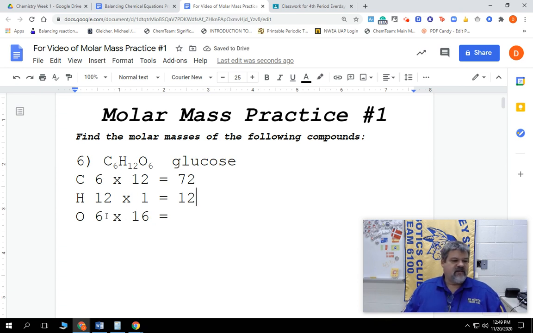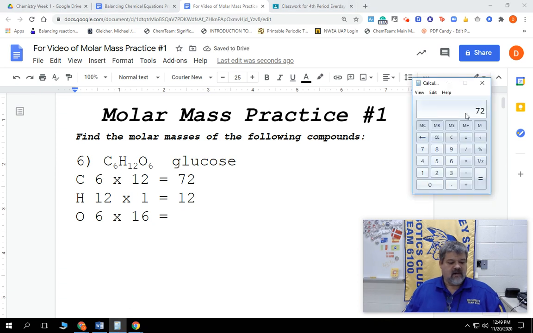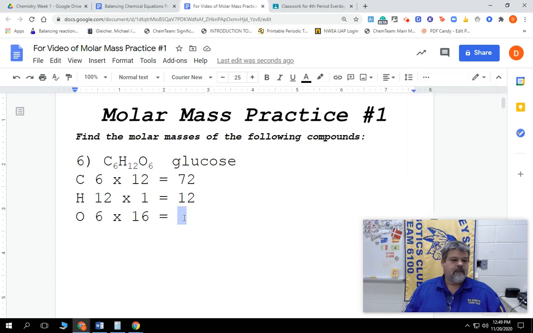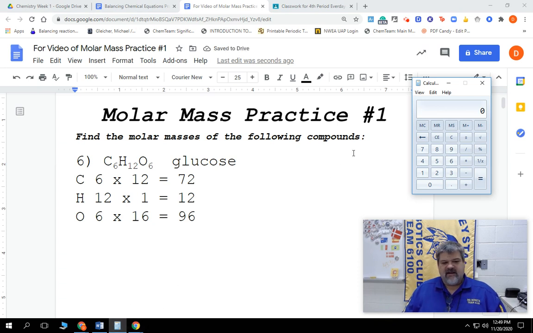Now we have 16 times 6. We know that 16 times 4 is 64 from a previous question. So what is it here? 16 times 6. So let's go ahead and put 16 times 6. That's going to equal 96. So we're going to put 96 in there. And again, as always, I like to double check. So 6 times 16 equals 96.